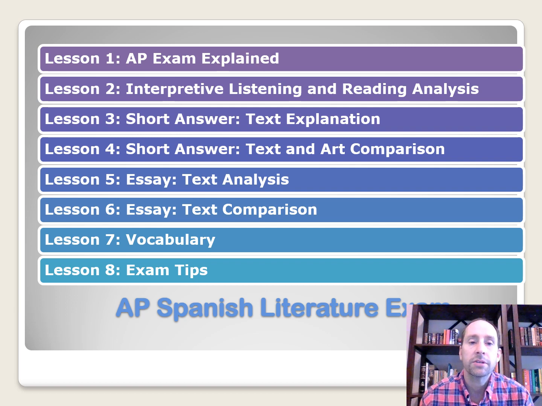In our next lessons, lesson 2, we're going to take a look at the interpretive listening and reading analysis, and I'm going to explain how you can practice that and explain them a little bit more in depth and give you some tips. Okay, lesson 3 is the short answer text explanation. Lesson 4 is the short answer text and art comparison. Lesson 5, essay text analysis. Lesson 6, essay text comparison. Lesson 7 is the vocab, so it's very important that you understand literary terms so you're able to describe it. And then the last lesson, I'm going to give you exam tips on how to be successful on the AP Spanish Literature and Culture exam.